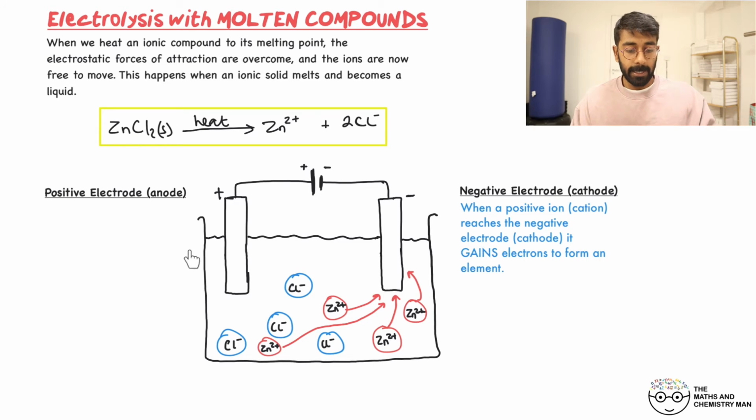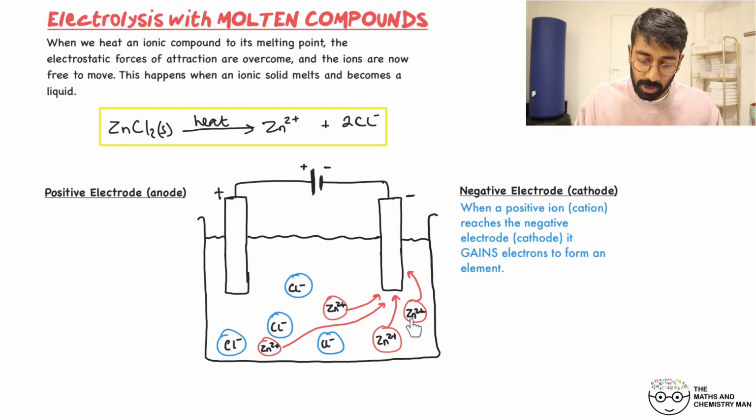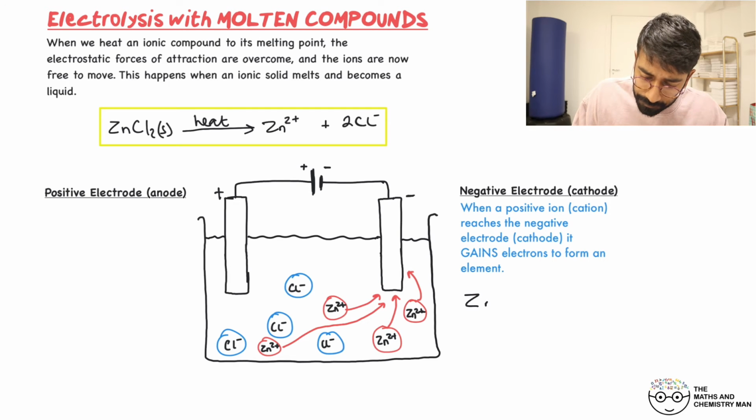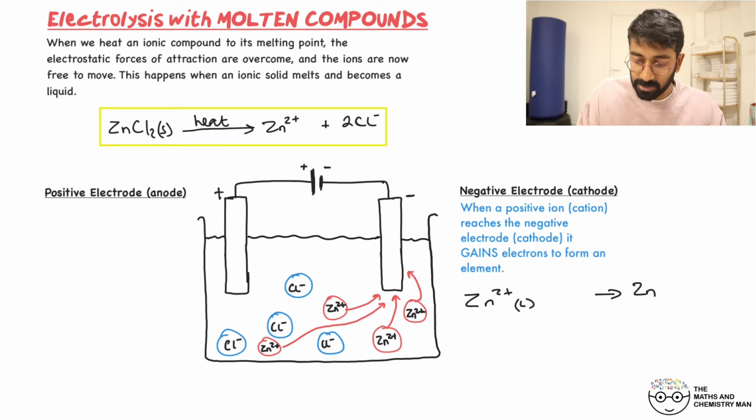Now, if we then put that in our beaker, this is the situation that we'll have. We'll have Zn2+ in there, and we'll have Cl- in there. The Zn2+, that's the positive ones, so the cations, those are going to be attracted to your cathode. What's going to happen? Well, remember we said, when they go to the cathode, they're going to accept electrons or gain electrons in order to form an element. So you've got Zn2+ at the moment, that's liquid, and it wants to turn into just ordinary Zn, so zinc. But how's it going to do that?